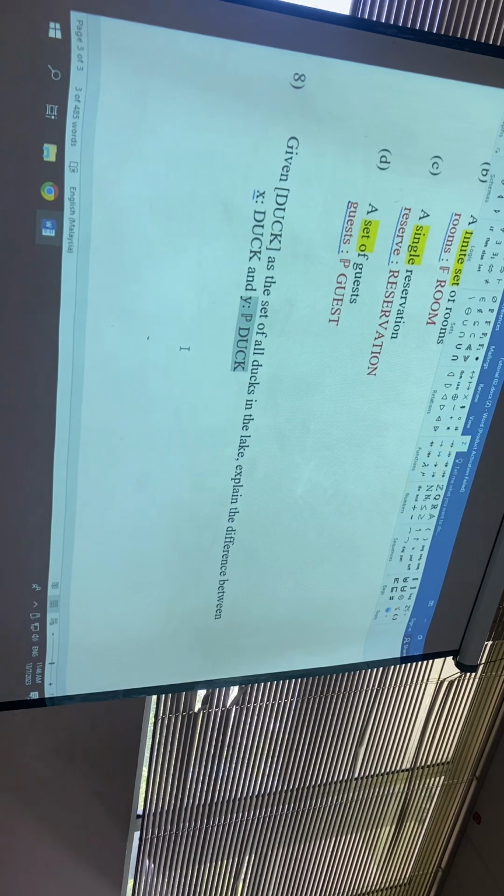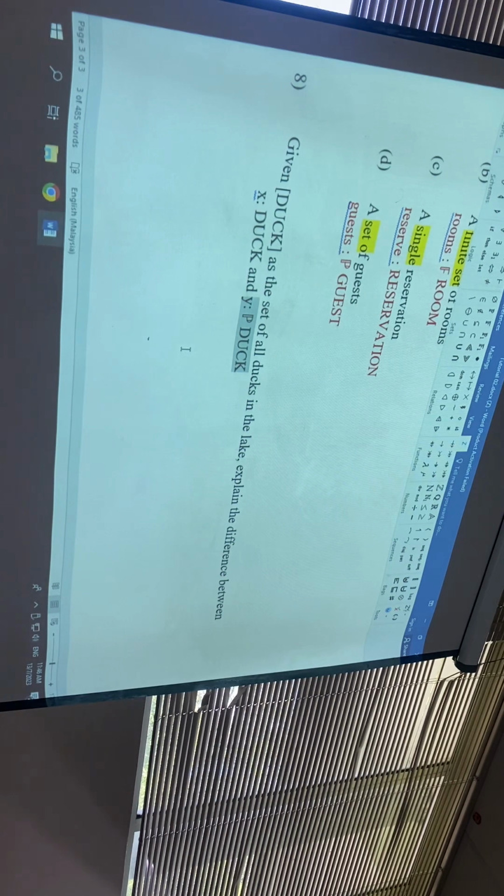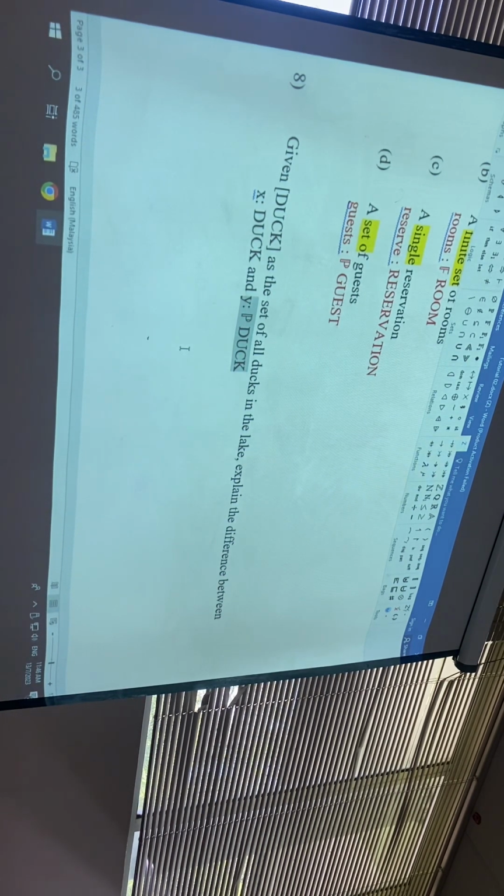But in this case, related to the system, X will consist of one duck only, which means in the system you can have only one duck, whereas Y can have more than one duck. That's how you explain. You don't say the word power set, because when you tell people power set, they don't know what it is. I understand that power set means many, but you have to explain it in terms of a normal scenario so people can understand what you mean.